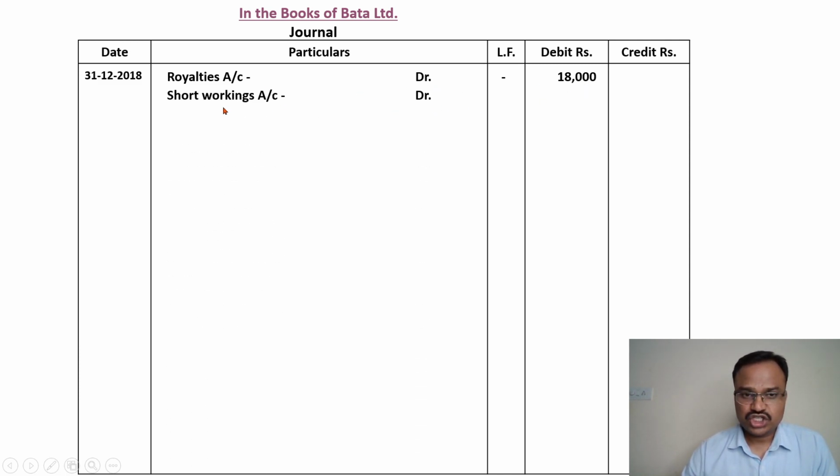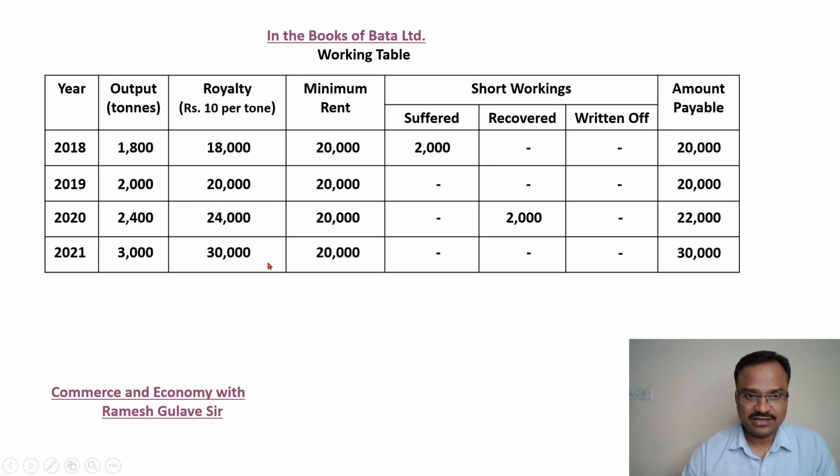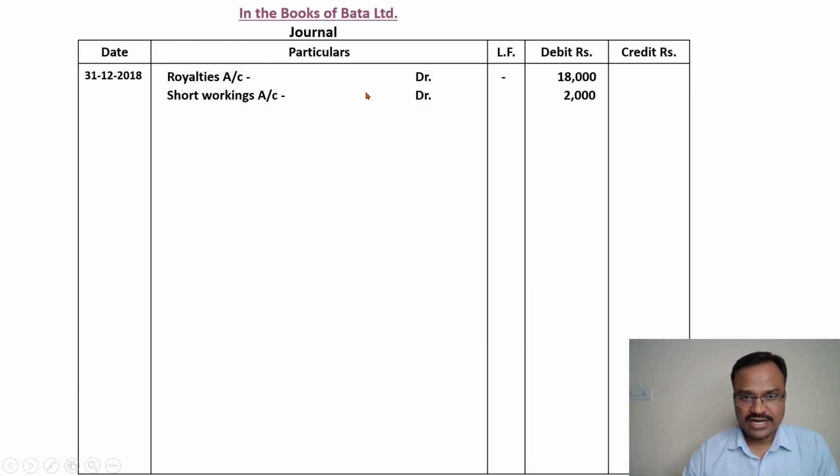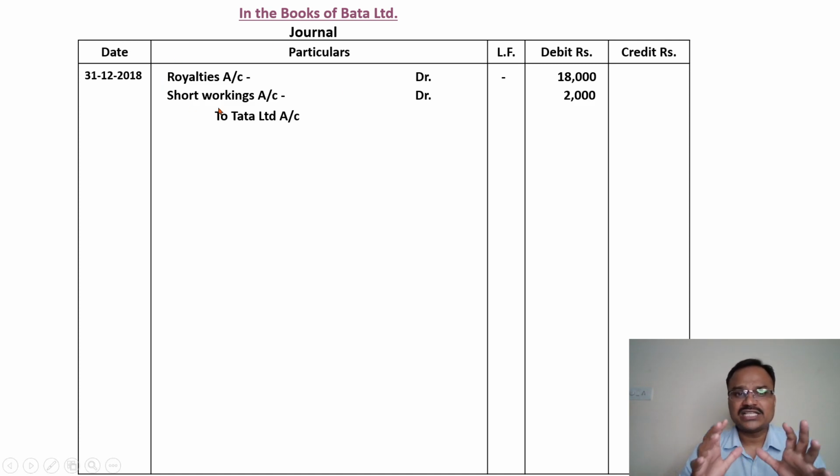Next, short working account debit for rupees 2,000. See friends, here actual royalty is 18,000 and short working suffered is 2,000. Okay, so therefore here royalty account debit 18,000, short workings account debit 2,000, and to landlord account, that is to Tata Limited. Okay, so in this way, the journal entry is passed for the first year if there are short workings.